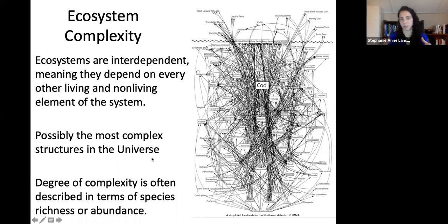So they're interdependent, meaning they depend on every other living and non-living element of the system. And they're really kind of the most complex things we have in the universe, the ecosystems. And the degree of complexity is often described in terms of species richness or abundance.